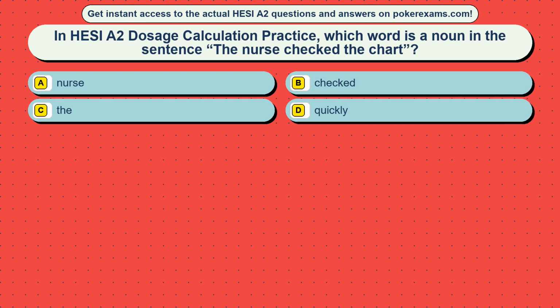Question 13. In HESI A2 dosage calculation practice, which word is a noun in the sentence "The nurse checked the chart"? Option A, the nurse. Option B, checked.